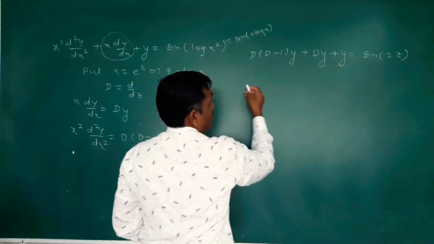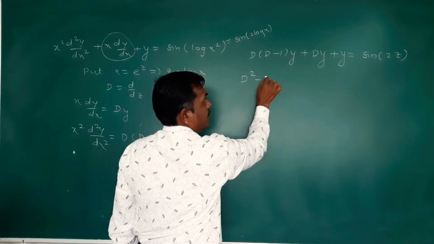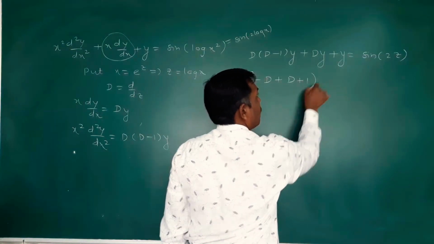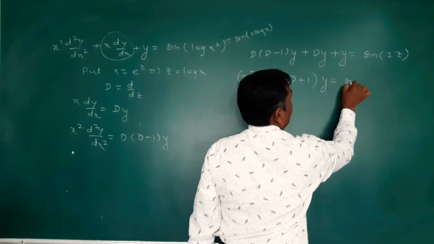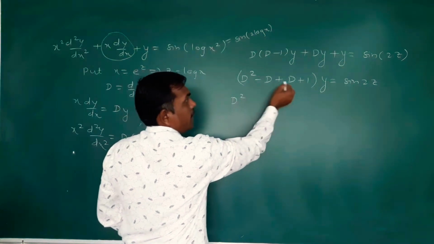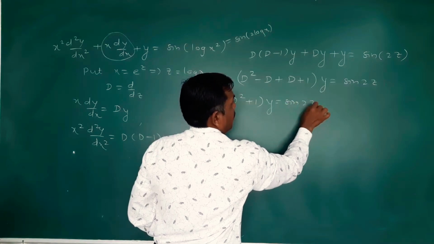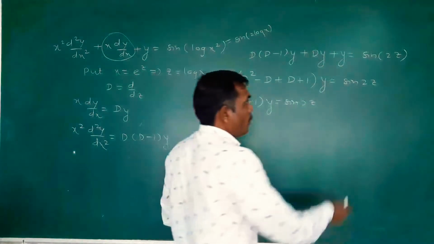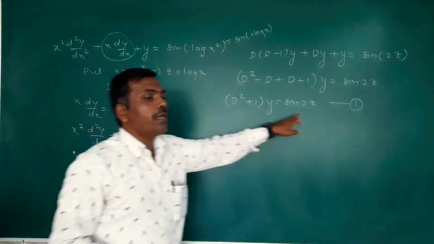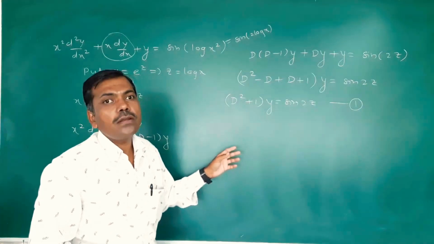Now take y common from this term. So here D into D minus 1, then plus D plus 1 into y is equal to sine of 2z. Right? So I get here D square, D gets cancelled, D square plus 1 operating on y is equal to sine 2z. So this is my new equation. I call this equation as equation number 1. So the equation gets reduced into a linear differential equation. Now we can solve this linear differential equation by finding complementary function and particular integral.